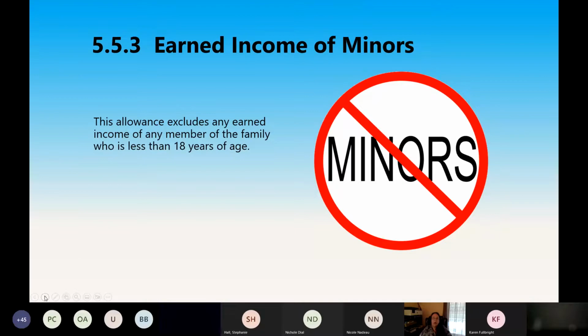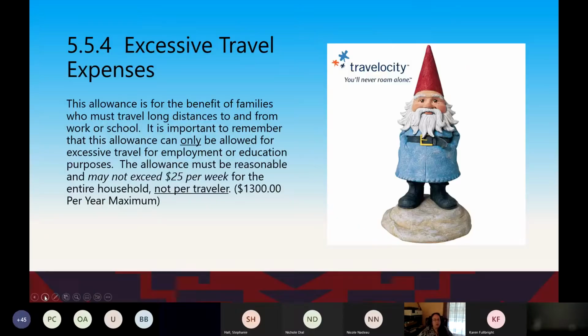So that's sample. Earned income of minors: this allowance excludes any earned income of any members of the families who is less than 18 years of age.